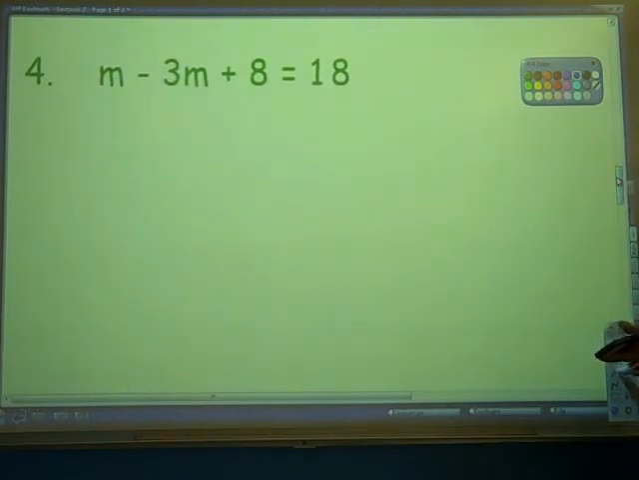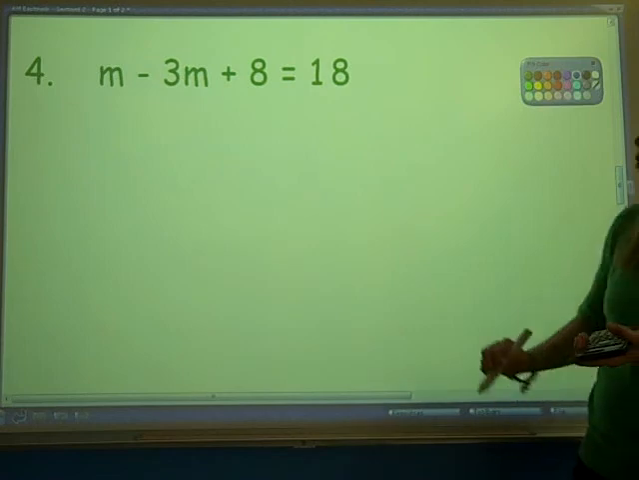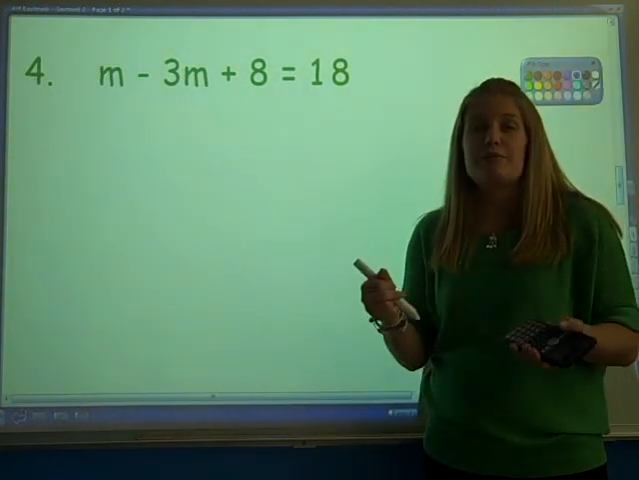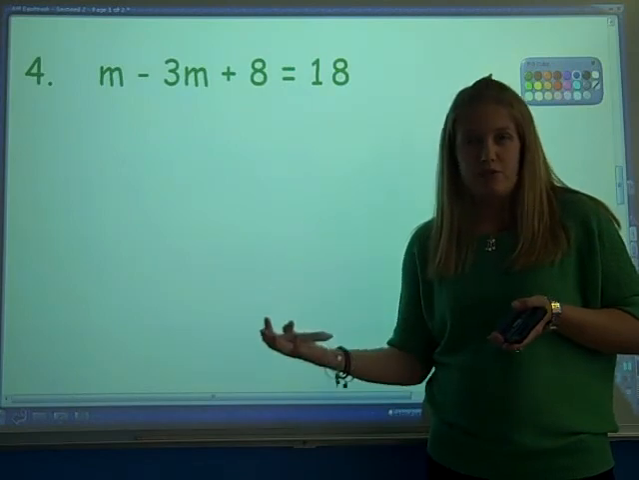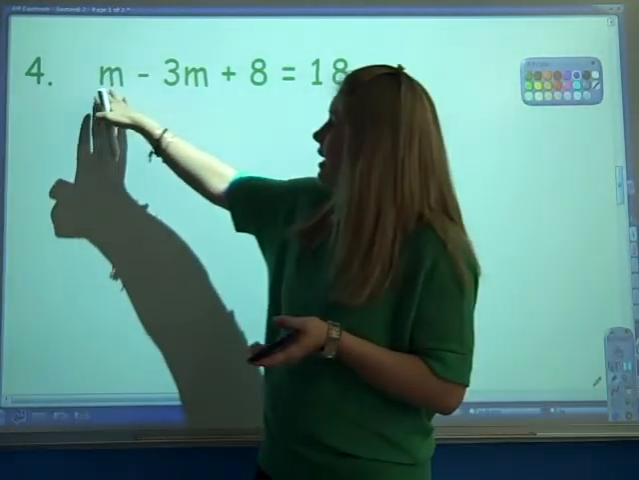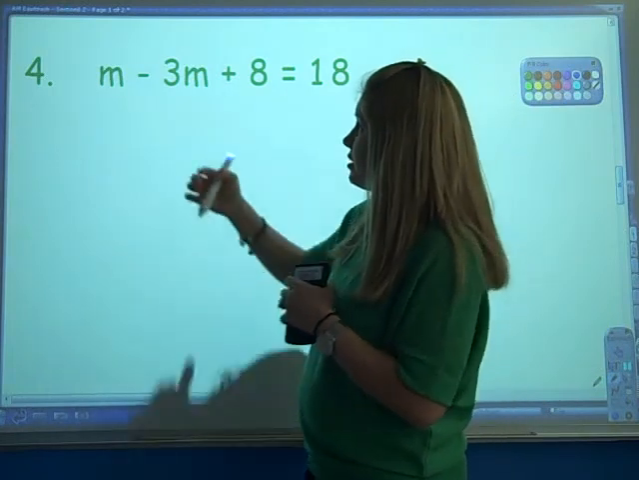Now, this one should kind of, as soon as you look at it, you should see that something's going on because there are two variables here. Now, what I'm doing in this problem is I'm making sure that you remember that whole like terms thing. So we have an m and a negative 3m. We can put those together first. That's what you should do first.